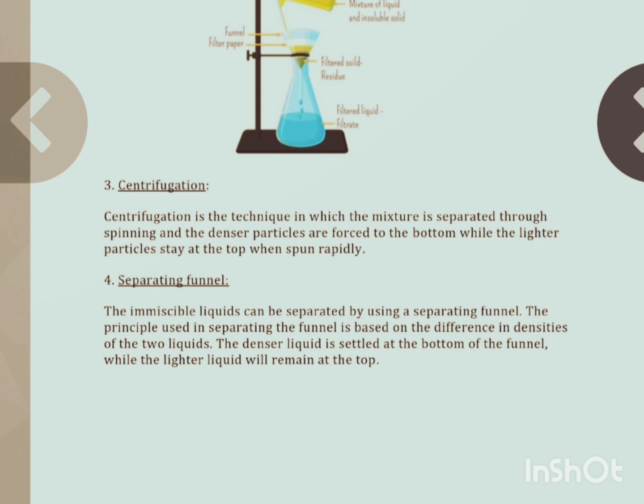Example, we can take kerosene, water, and oil. The one having more density will be in the lower position, and the one with less density will be in the higher position. In this way we can separate them by using the separating funnel.